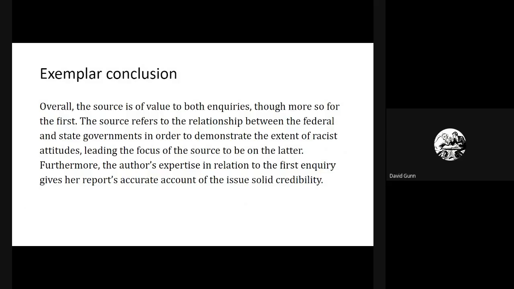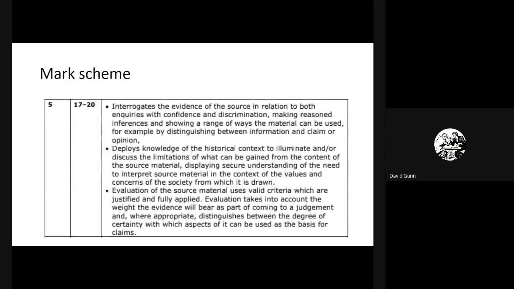Furthermore, the author's expertise in relation to the first inquiry gives her report's accurate account of the issue solid credibility. So again, the actual origin of the source, who it's from, gives it more credibility. So that's the criteria that are used to reach a judgment. The criteria here is the focus. So this answer is saying the focus of the source is a useful way to reach a judgment, and so is the origin of the source.